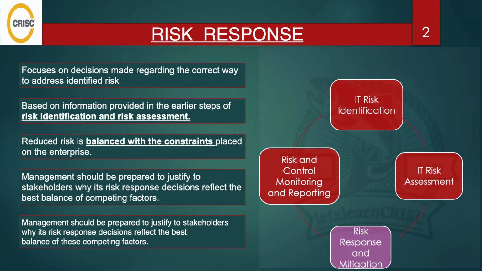right? Next, it can be done by optimal resource allocation, right? Friends, risk response often involves allocating resources such as finances, personnel, or technology to mitigate the risk. Stakeholders want to know that these resources are being used wisely and efficiently. Next, compliance. We can say that in many industries, there are legal and regulatory requirements related to risk management. So, justifying the risk response decisions helps to ensure compliance with these obligations.